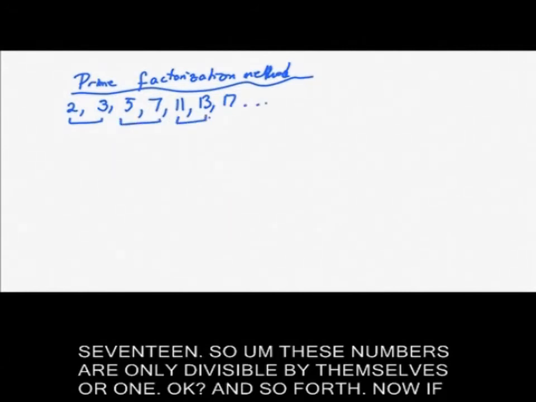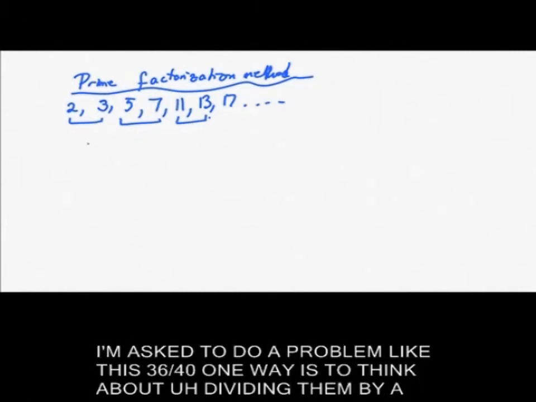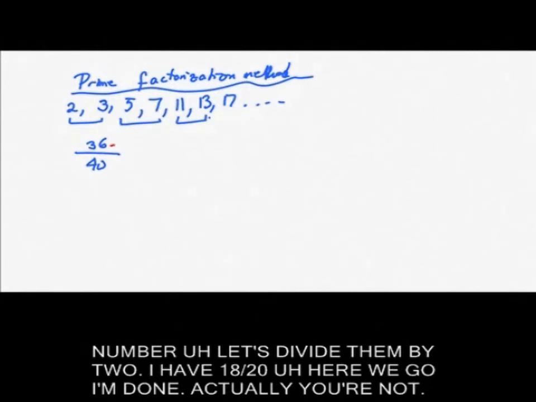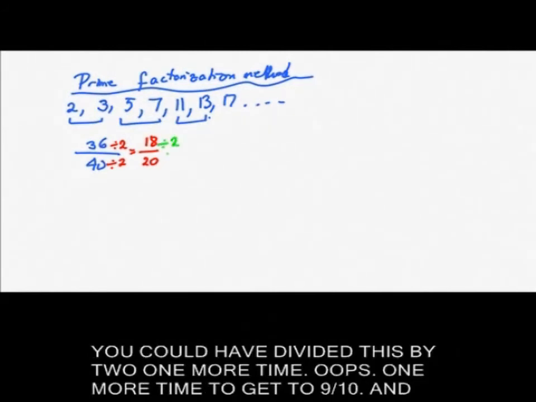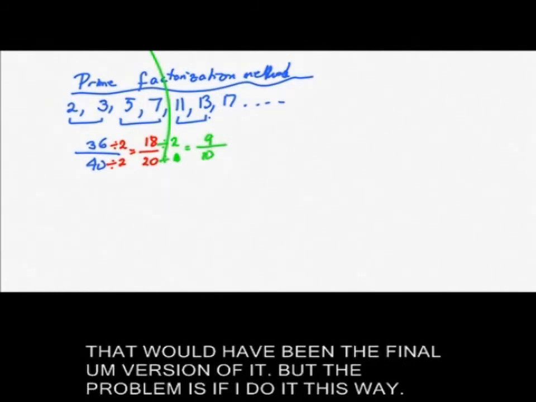Okay? And so forth. Now if I'm asked to do a problem like this, 36/40, one way is to think about dividing them by a number. Let's divide them by 2. I have 18/20. Here we go, I'm done. Actually, you're not. You could have divided this by 2 one more time to get to 9/10. And that would have been the final version of it.